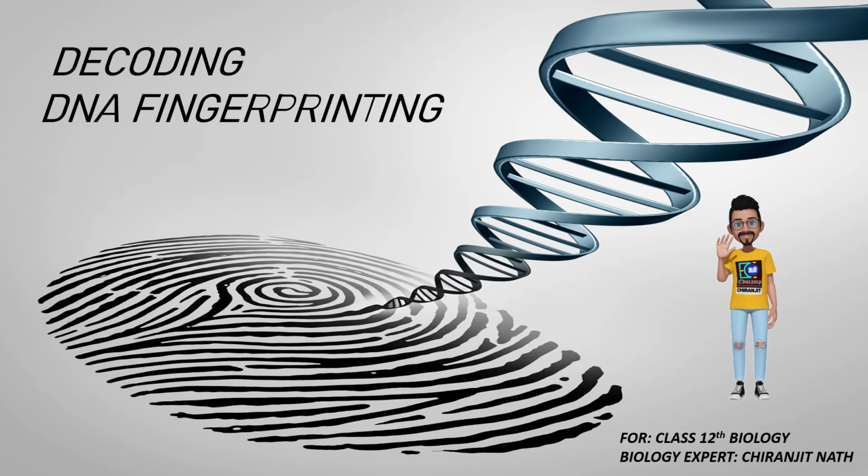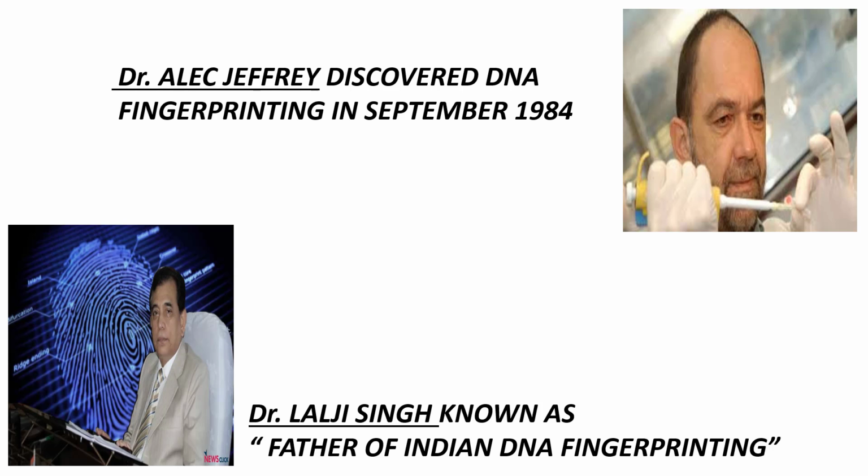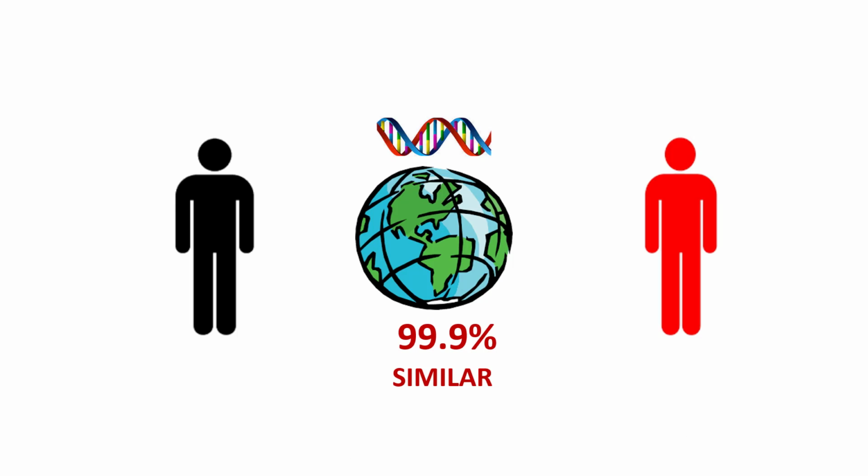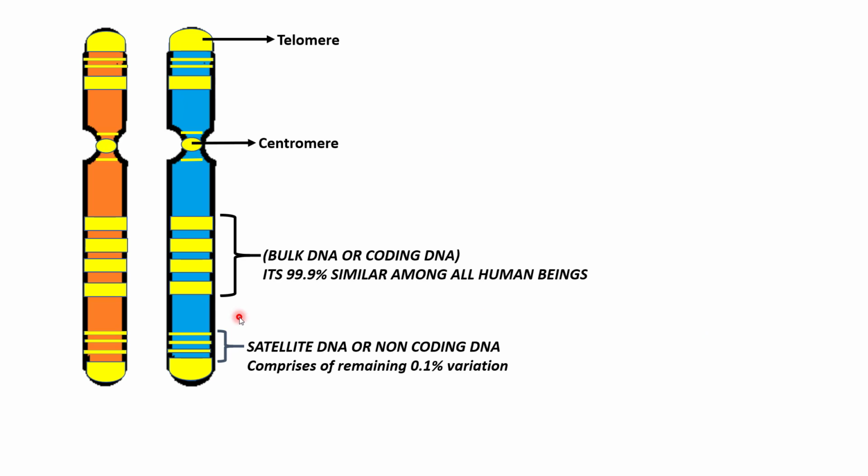So basically, this technique was first discovered by Dr. Alec Jeffreys in September 1984, whereas in India this technique was first discovered by Lalji Singh. That's why he is called the father of Indian DNA fingerprinting. All human beings worldwide have 99.9% genetic similarity among themselves, whereas there is only 0.1% variation among them. So let's go a little bit deeper into the concepts.